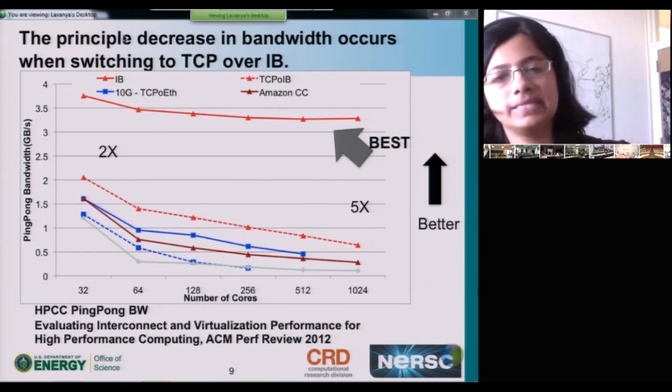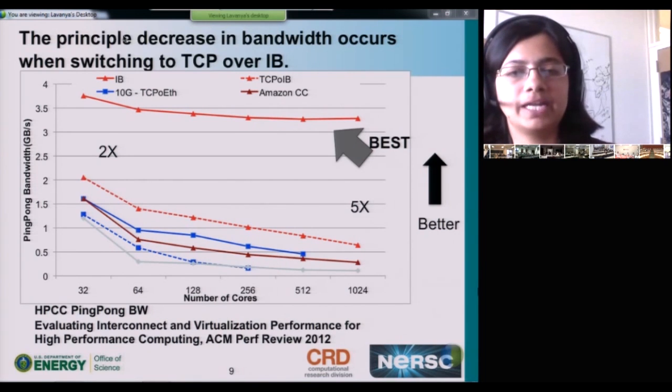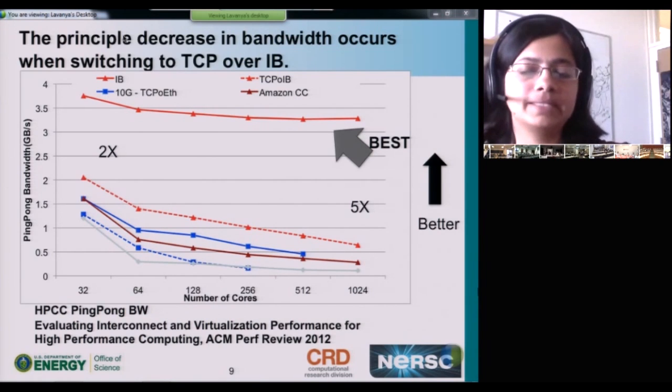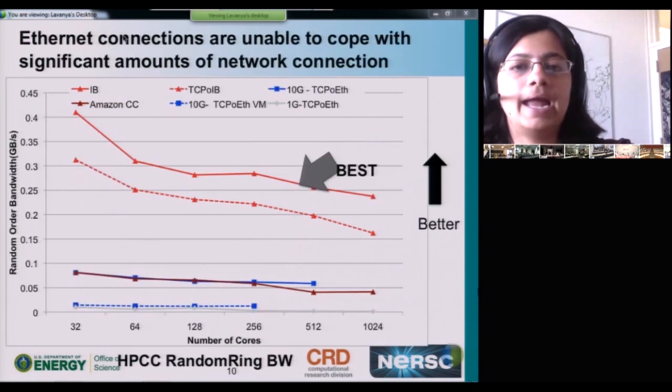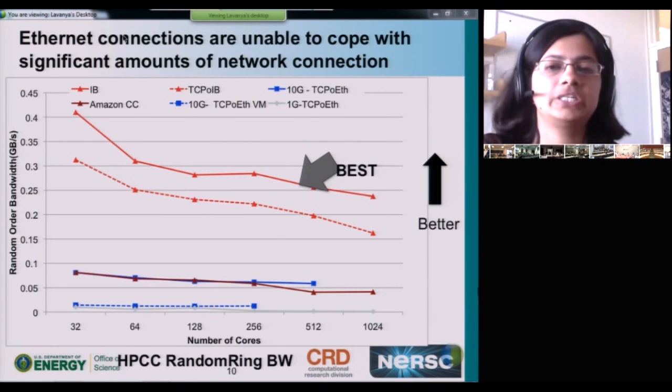And ping-pong bandwidth is essentially one core pinging one other core. So there are three things that are measured as part of the HPCC bandwidth measurements. Ping pong is one, natural ring, where each one pings the next one on its circle, and the random ring, where there's the maximum contention.